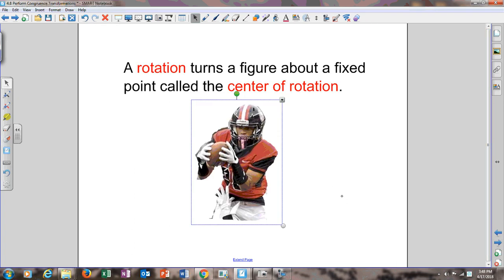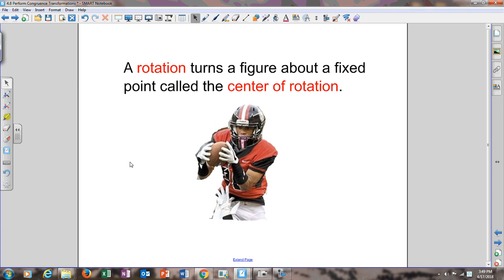A rotation is whenever a figure turns about a fixed point called a center of rotation. Now, the center of rotation is the one point that you could stick your pencil on and spin the rest of the thing around it. I know you've all done that, like in elementary school, where you put your pencil down on a piece of paper and you spun the paper with the tip of the pencil where it was. That is a center of rotation, where your pencil point is.